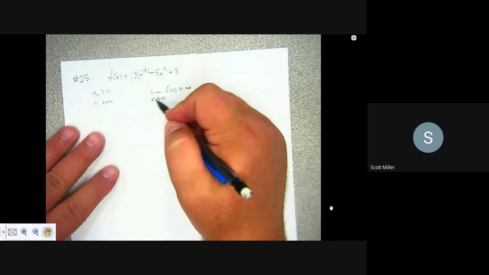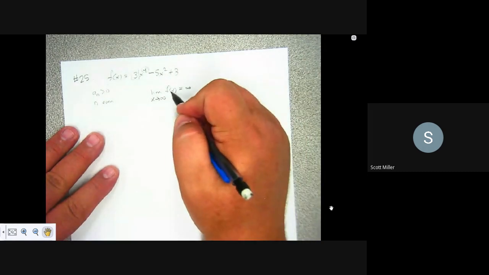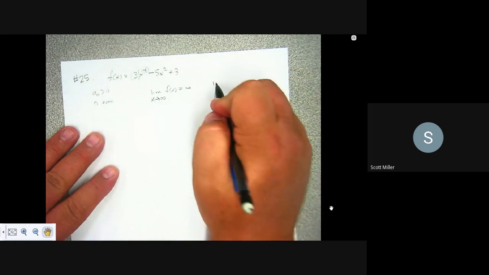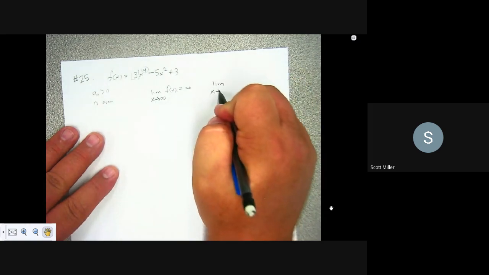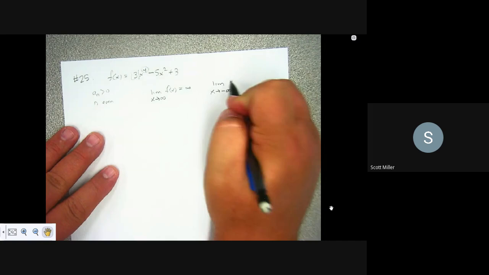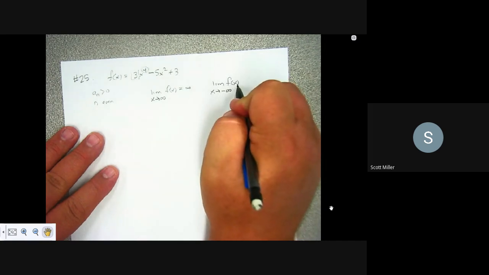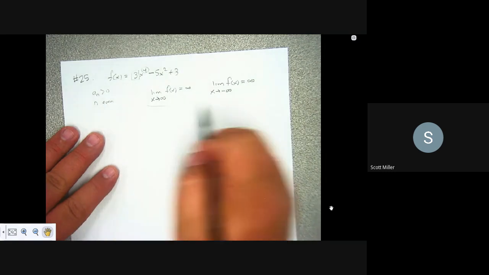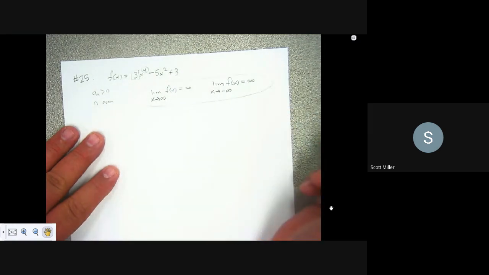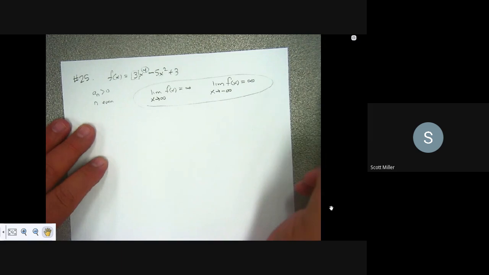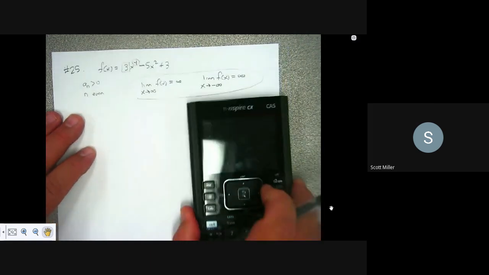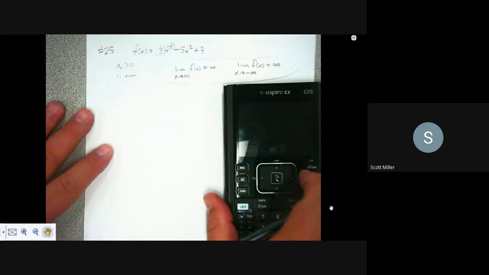So as the x values get bigger, the y values get bigger also. This is the one from the right. The limit as x goes to the left of this function, the y values are also going up. So that is how you would write your end behavior. That is the end behavior. For the extrema, we need to graph. So I'm going to graph this on the calculator.